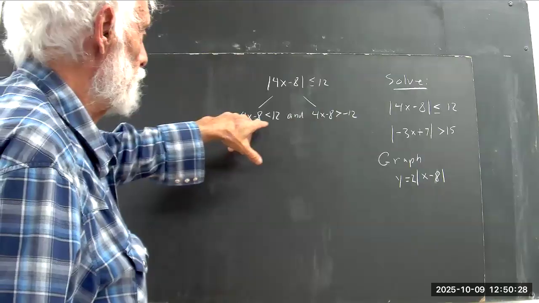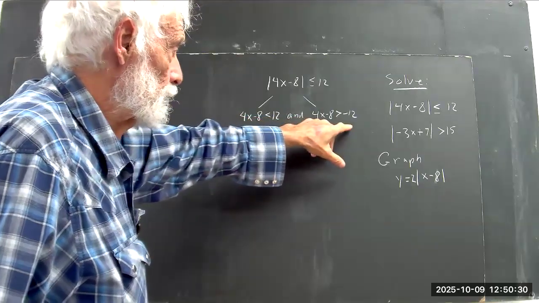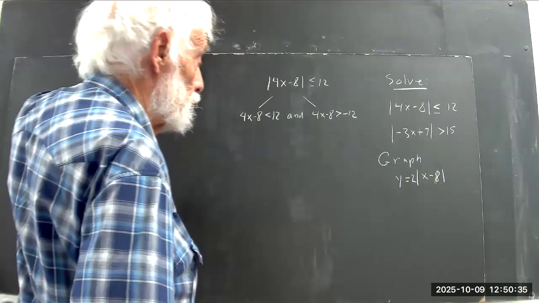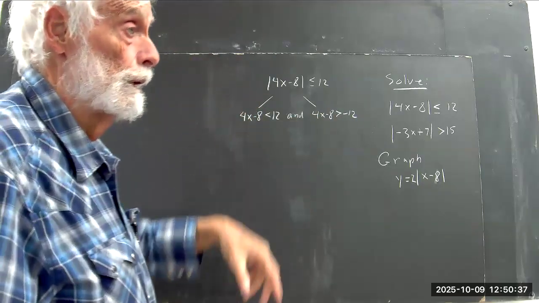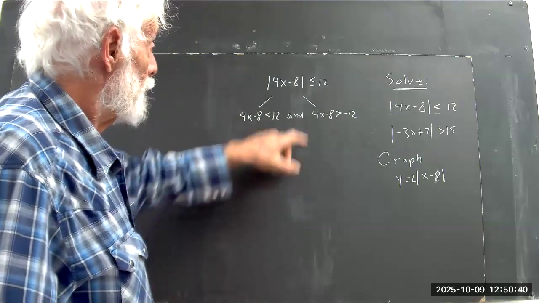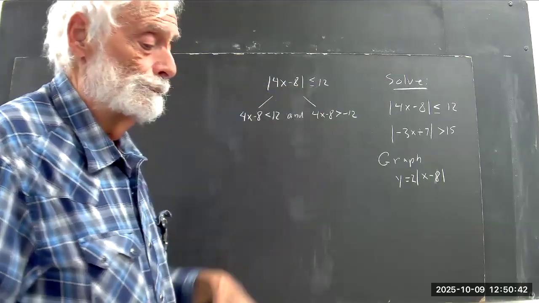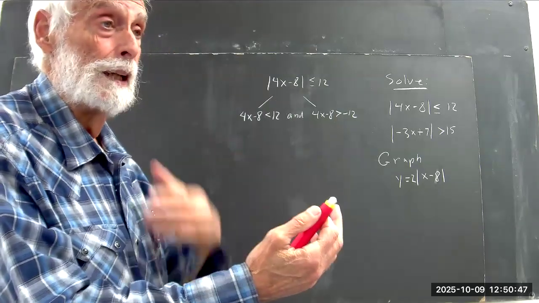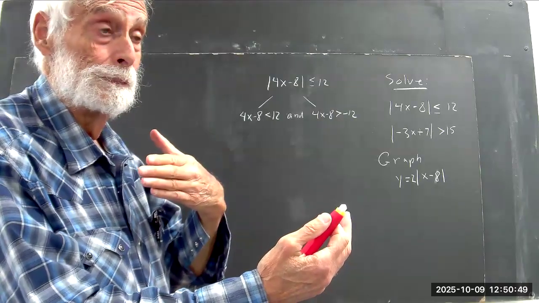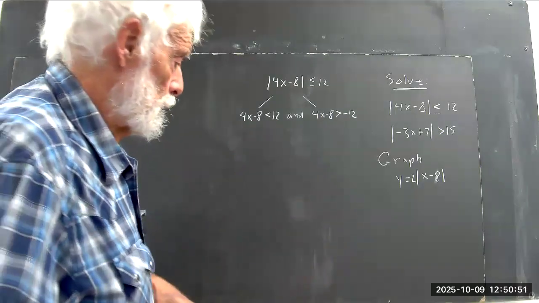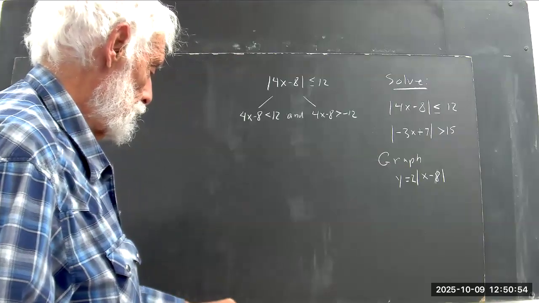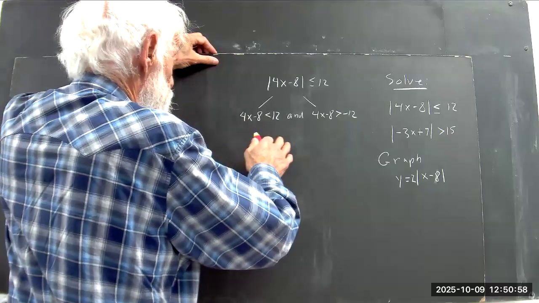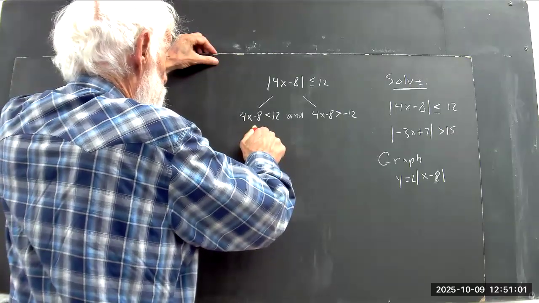You can write it as 4x minus 8 is less than 12, and 4x minus 8 is greater than negative 12. And now we have two inequalities that we can solve. And the logic is, again, very simple. The absolute value of something is less than or equal to 12, and that thing is less than 12 and also greater than negative 12. And of course, we went through that in a simple example early in the class last time. So we can solve this.